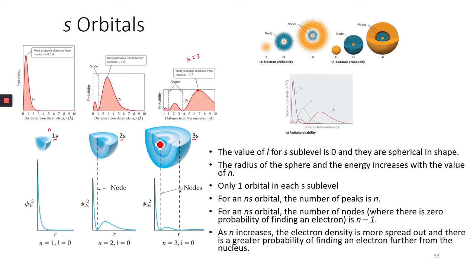Now notice, as n increases, you get more of these nodes. So when n equals 1, there is no node. When n equals 2, there's 1 node. When n equals 3, there's 2 nodes. So the nodes are n-1. Remember, a node is a probability of 0. So electrons will not reside in that area. So as n increases, you're getting further away from the nucleus, and your energy is increasing.